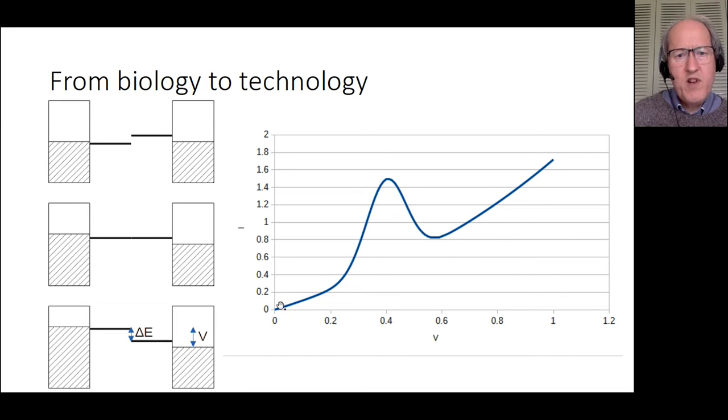The diagram on the right is showing how the current varies as you sweep the voltage. You get to a certain voltage where the two levels are on resonance, you get a sharp peak, and then you keep going, and then they go off resonance again, and the current comes back down, and then who knows what happens after that.